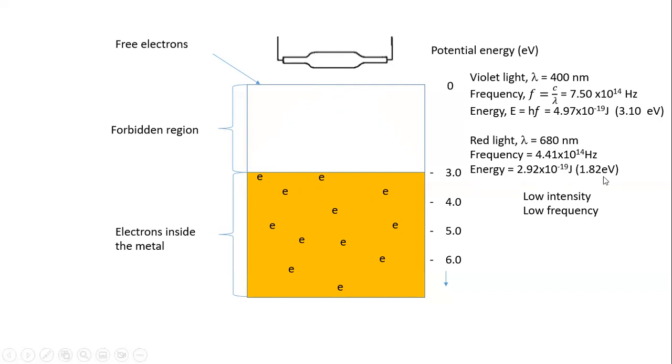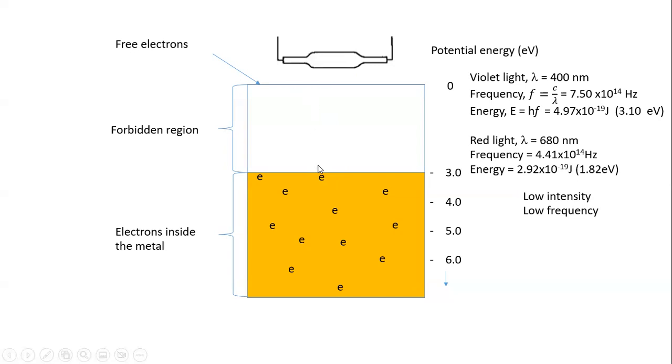In this case, you see 1.82 is less than the minimum amount of energy required for photoelectrons to be produced, because the minimum amount of energy is 3 electron volts, but this photon comes in with 1.82. So the electron cannot accumulate energy. It cannot absorb one photon, gain 1.82, then absorb another red photon, gain another 1.82, then absorb another red photon, and eventually come out. It cannot do that. It either absorbs all the energy of the photon or nothing at all.